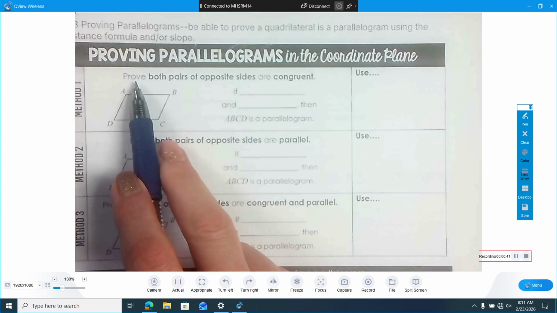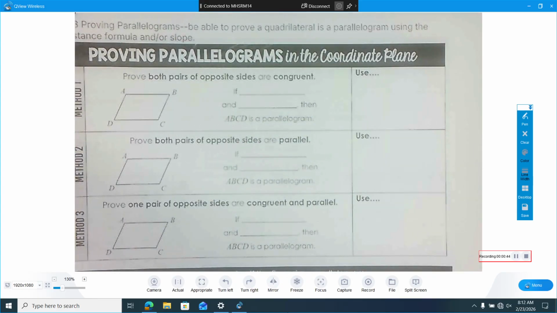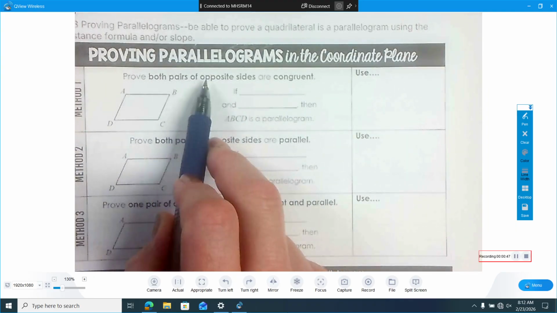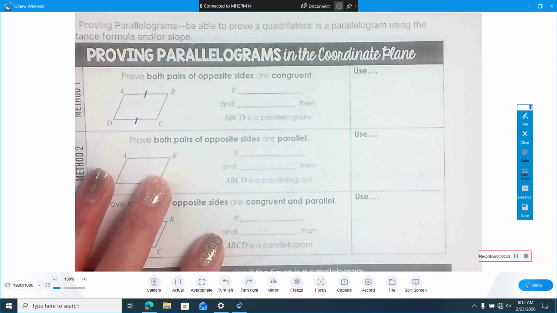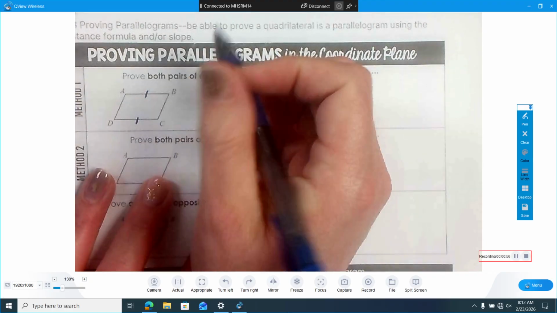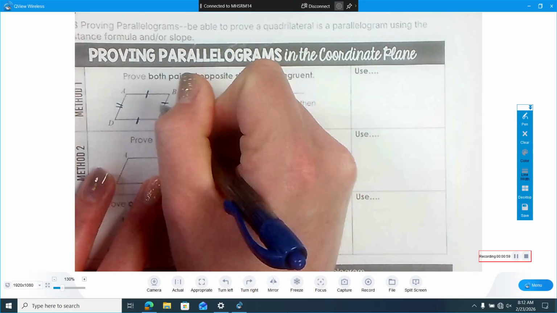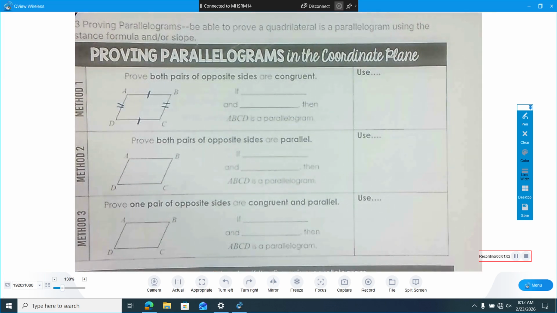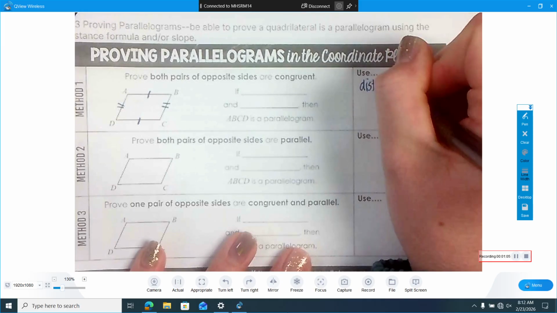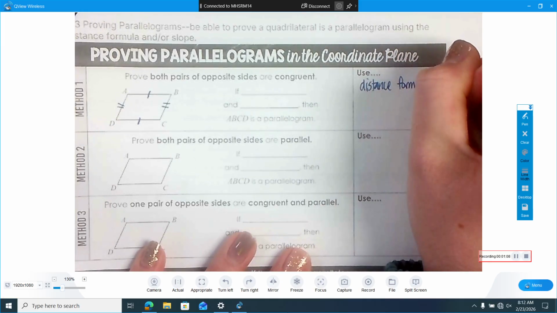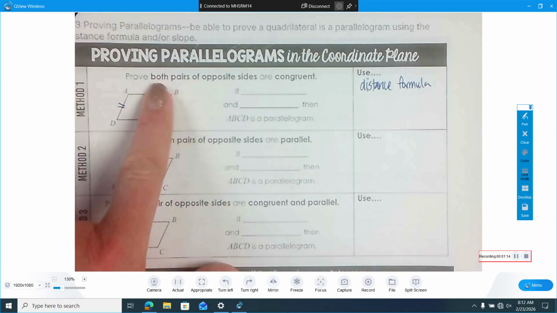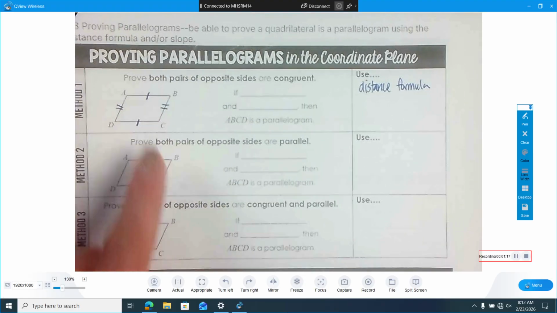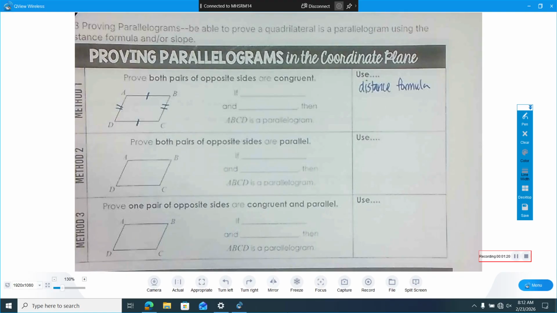First, when we have a parallelogram, one thing that we can do is prove both pairs of opposite sides are congruent. We know that opposite sides are the same length. And so we can prove that in the coordinate plane using the distance formula pretty easily. So if our two pairs of opposite sides are congruent, then we will definitely have a parallelogram, at the very, very least. We can get more specific than that too.